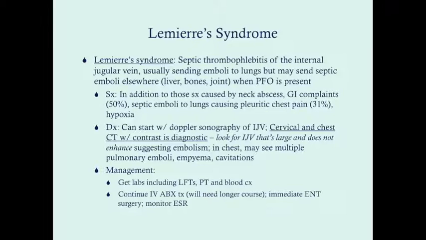It's septic thrombophlebitis of the internal jugular vein because of encroachment into the carotid sheath. Usually what will happen here is it will send emboli to the lungs, and it can also send septic emboli elsewhere, like the liver, bone, and joints. But that's only going to happen if there's a PFO present.